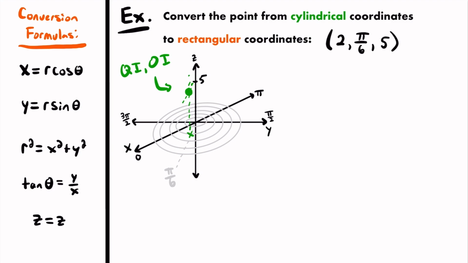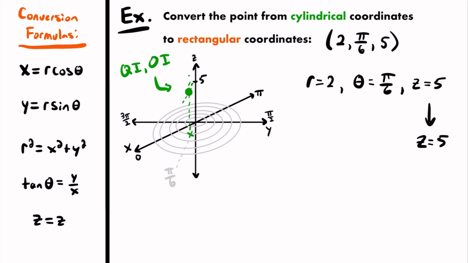Okay, but to convert these cylindrical coordinates to rectangular coordinates, the first thing you want to do is just write down what your coordinates are. In this case, we know that r equals 2, theta equals pi divided by 6, and z equals 5. And so let's convert our coordinates to be x, y, and z. I'll start with z because that's really easy. It's still going to be z equals 5. That doesn't change, right? z equals z.